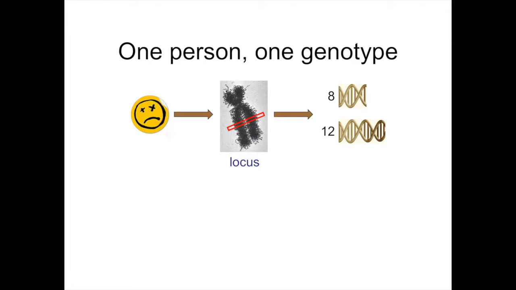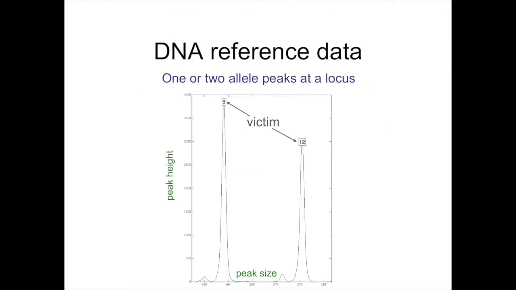And when that gets amplified in a polymerase chain reaction, a PCR process, what ends up happening is that you'll get peaks that correspond to those alleles. The x-axis shows the size, the y-axis shows the quantity, and that's the starting data. And for single simple source data, there are one or two alleles at a locus.